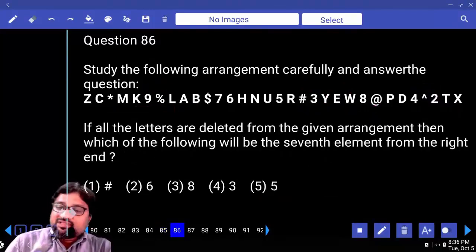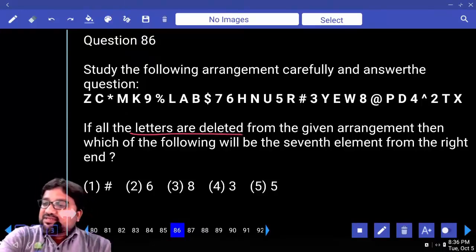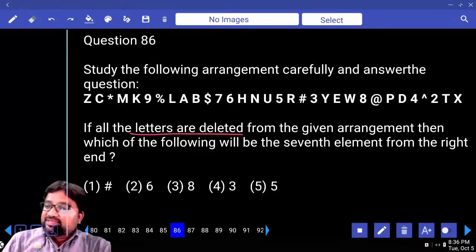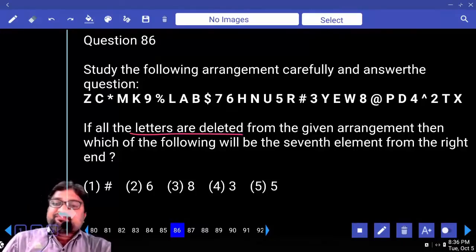86. If all the letters are deleted, in the given arrangement, then which of the following will be 7th element from the right hand? From the right hand. What should we remove? All the letters.